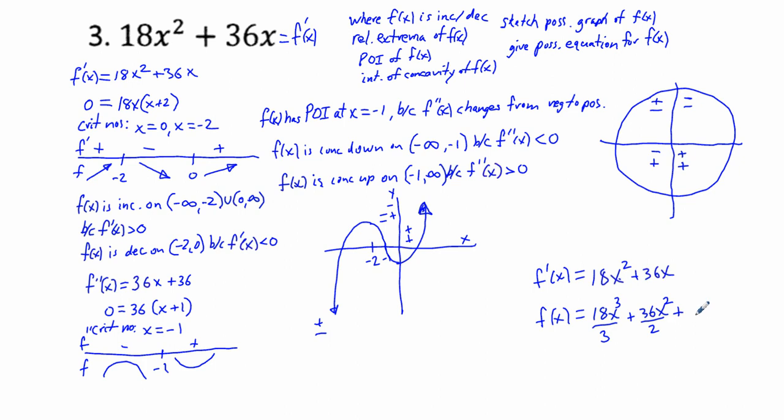plus c. And so we could say, I'll just say plus c, we don't know what it is. And then that's going to simplify to 6x cubed plus 18x squared. And we'll say c equals 0. If c equals 0, then we would have plus 0. So that's just a possible f of x. Okay, I hope that was helpful.